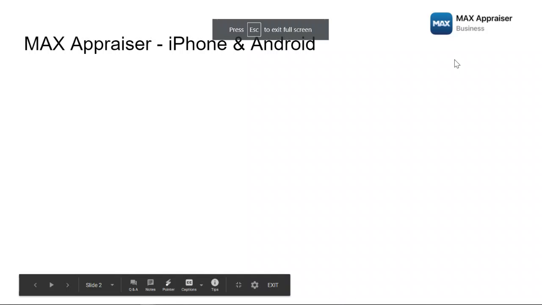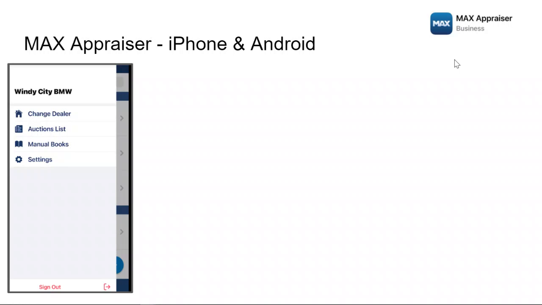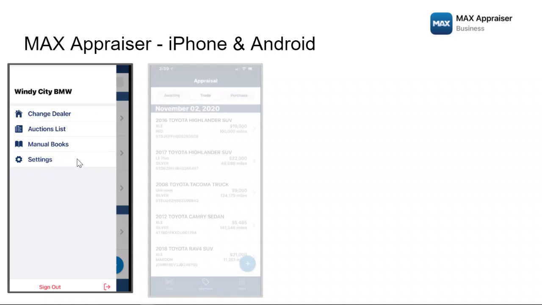Another popular tool for FirstLook and MAX users is the mobile app. Recently released MAX Appraiser, now available in the iPhone App Store or Google Play. Use your same login for the desktop. You'll be able to toggle between dealers, view auction lists, manual bookouts, and some additional settings.